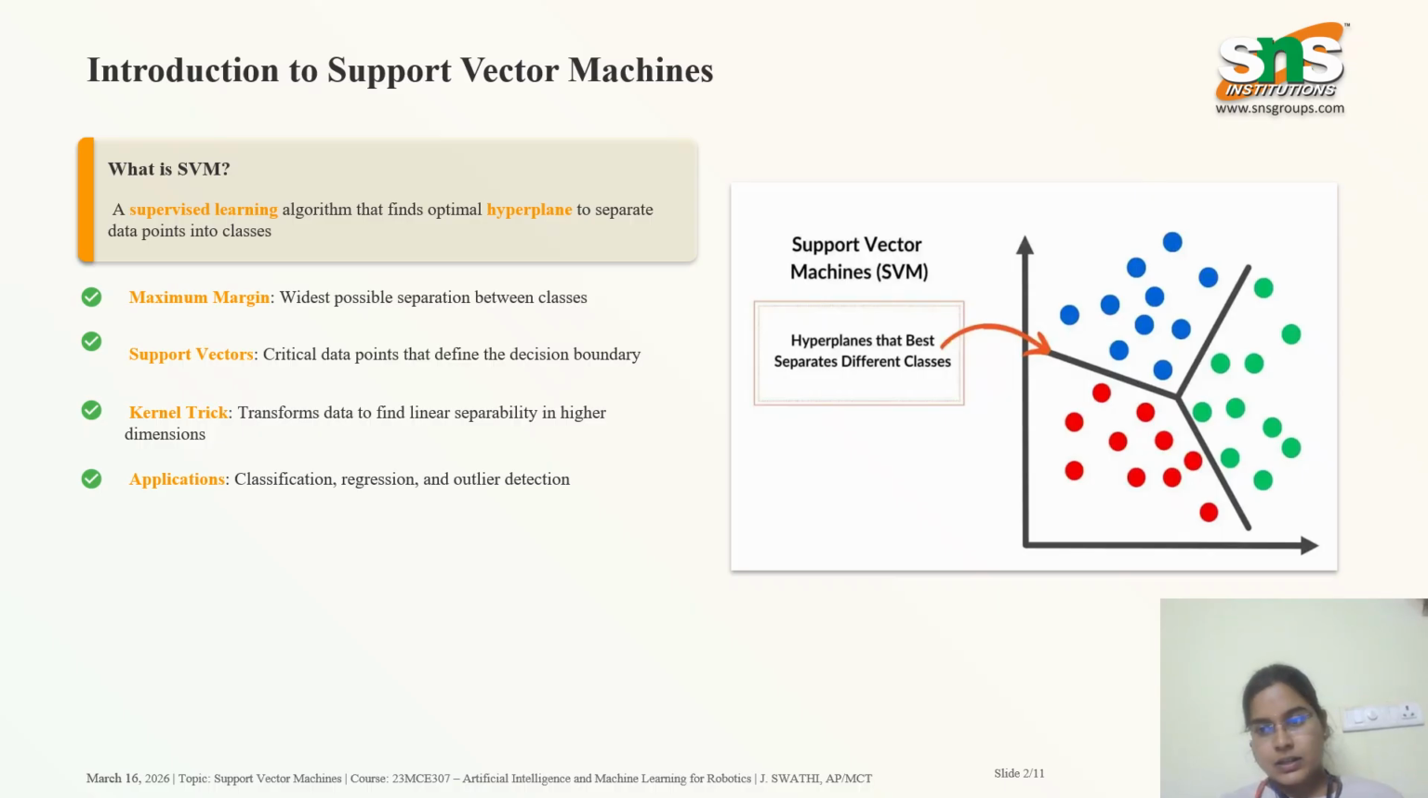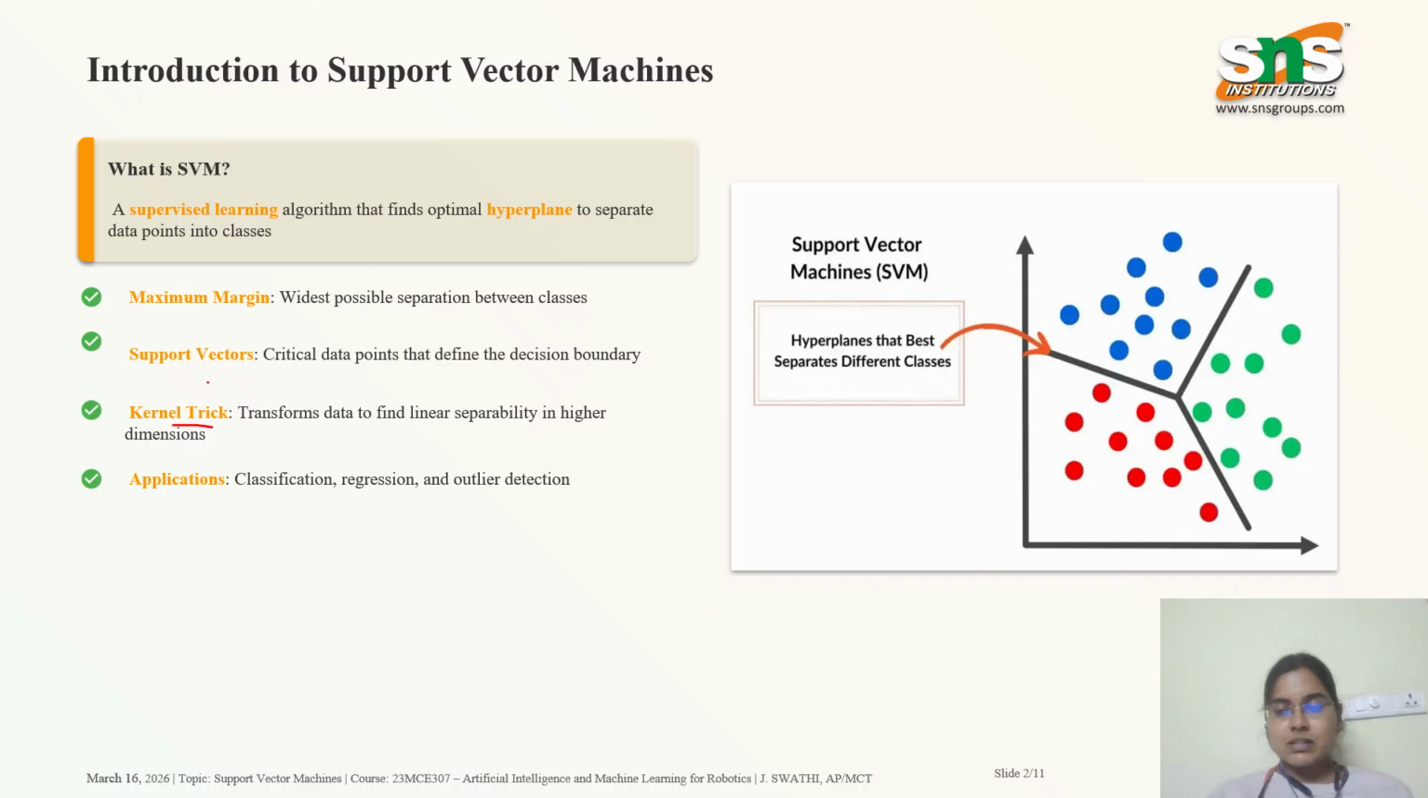In the K-means clustering algorithm, we use spherical grouping. Here we have the hyperplane. We have a few parameters to note down. The first one is maximum margin, the widest possible separation between the classes. Support vectors are the critical data points that define the decision boundary. And the kernel trick comes in for higher dimensions. When we are going for nonlinear data sets, we can convert the dimension from 2D to 3D, into higher dimensions, and for that conversion we use the kernel trick.